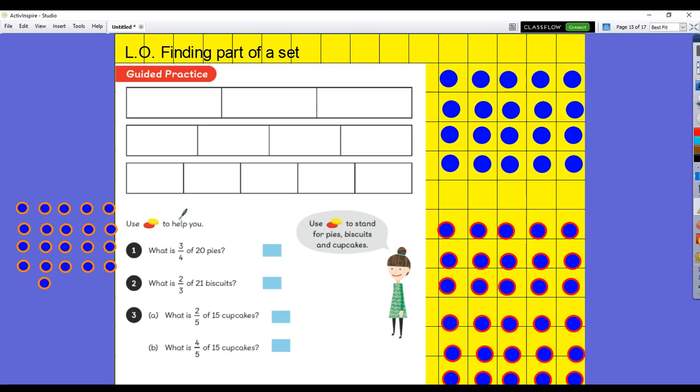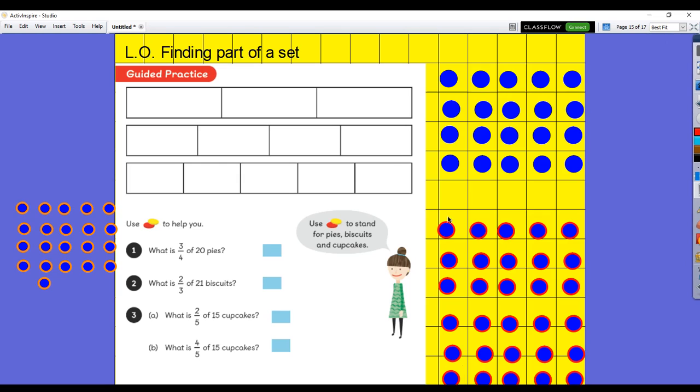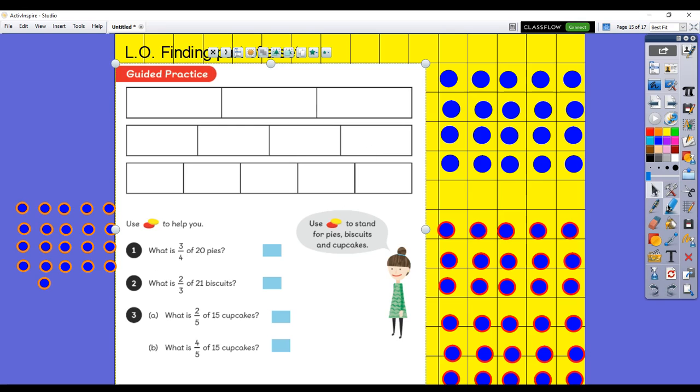So using the counters to help you, just like we did yesterday, what is 3/4 of 20 pies? Okay, so I've got 20 pies up here. Follow where my mouse is, 20 pies up here. And my bar model has been split into 4 because my denominator, as you can see, is 4.